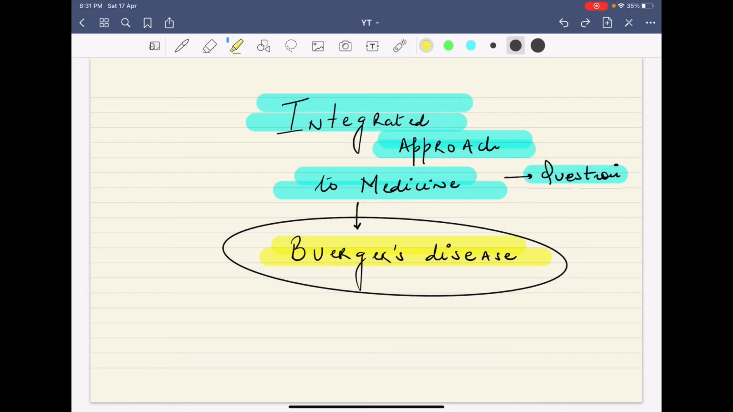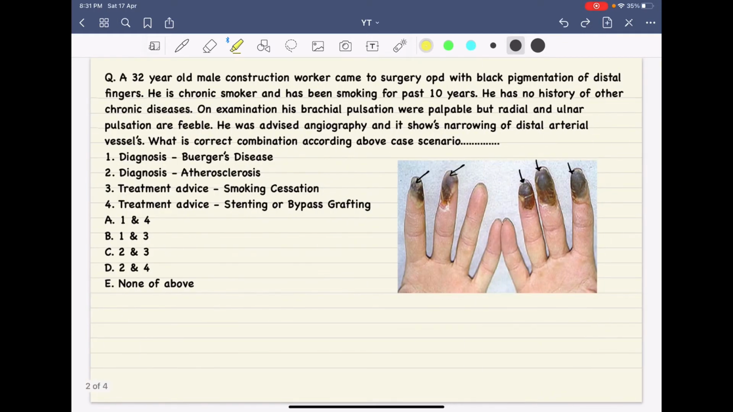Hi everyone. Today we will be discussing another question based on integrated approach to medicine, and the topic for today's question is Buerger's disease. Now see here. A 32-year-old construction worker came to surgery OPD.